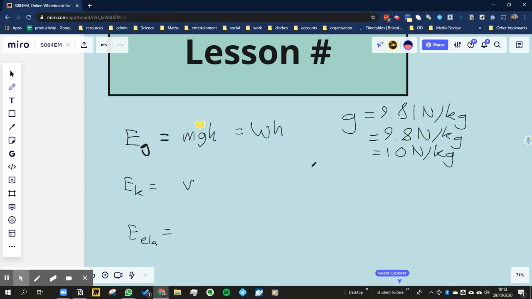Let's have a look at the kinetic energy equation now. Clearly velocity is going to be related to it, and in the same way, we're going to use the same sort of idea. Imagine something crashing into a wall, like a car crashing into a wall. If it's moving faster, when it crashes into the wall, it's going to make a bigger bang. What else could we change about the car that would also cause it to make a bigger bang besides the speed?